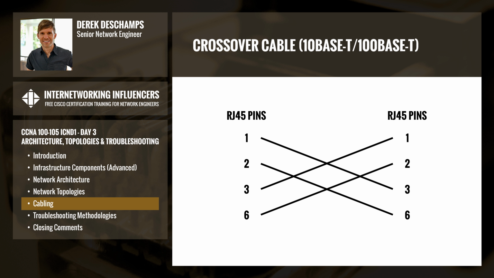With 10BASE-T and 100BASE-T, a crossover cable takes the wires connected to pins 1 and 2 on one end of the cable and crosses them over to pins 3 and 6 on the other end of the cable. This makes a crossover cable the correct choice to use when connecting 2 devices that transmit on the same pins. For example, if you needed to connect 2 routers together, you would use a crossover cable.